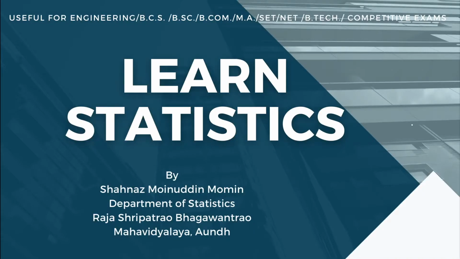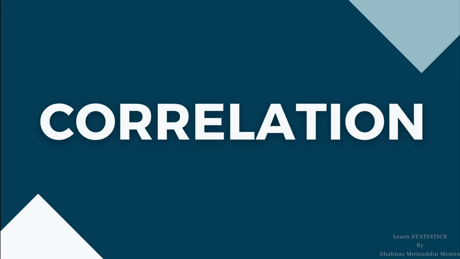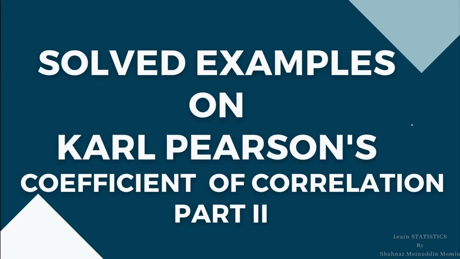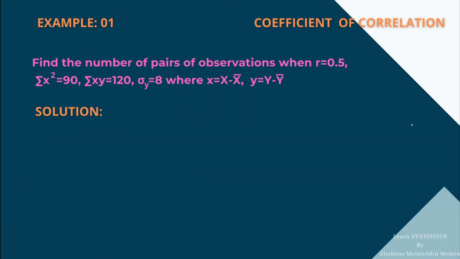In this class, we are going to learn statistical concepts in a simple and easy way. The topic of today's lecture is correlation. In this topic, we are going to learn examples on Karl Pearson's coefficient of correlation. In the previous lecture also, we have solved some examples on Karl Pearson's coefficient of correlation. Now in today's lecture, we will discuss more examples on the coefficient of correlation in order to understand Karl Pearson's coefficient of correlation in more detail. So we shall start with example number 1.